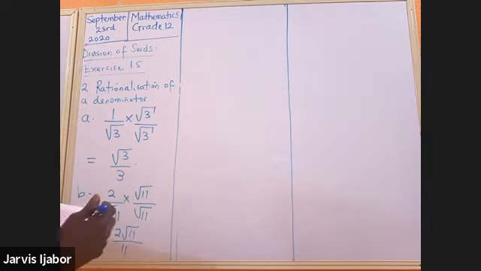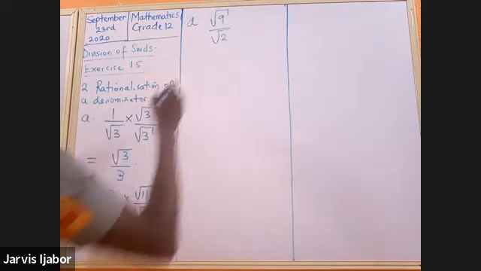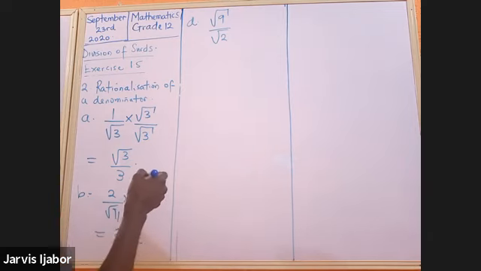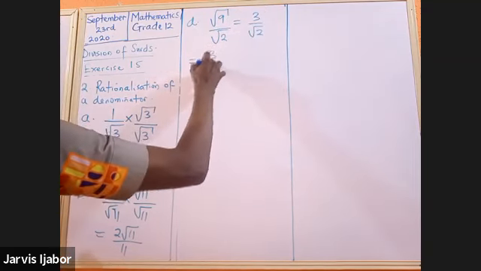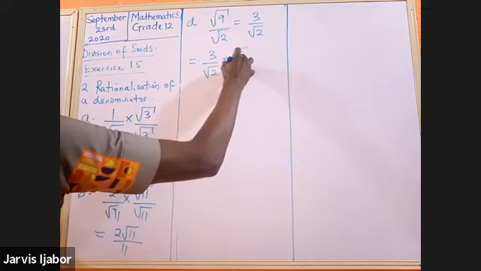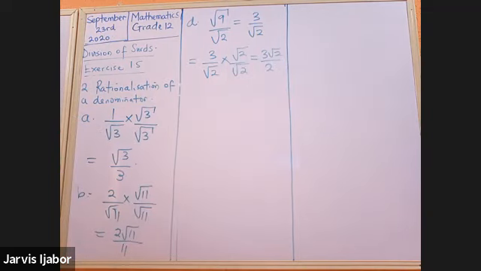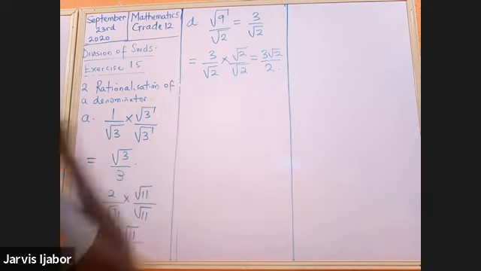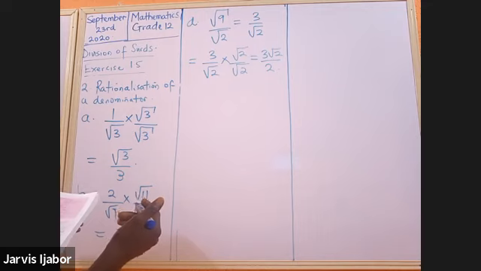Let me just pick one that's a little different. Let's look at D. Root 9 over root 2. That will be equal to 3 over root 2. So how do you do that? 3 over root 2 times root 2 over root 2. And that will give you 3 root 2 over 2. Now that's for D. So you know, I'm not picking them in any particular order.